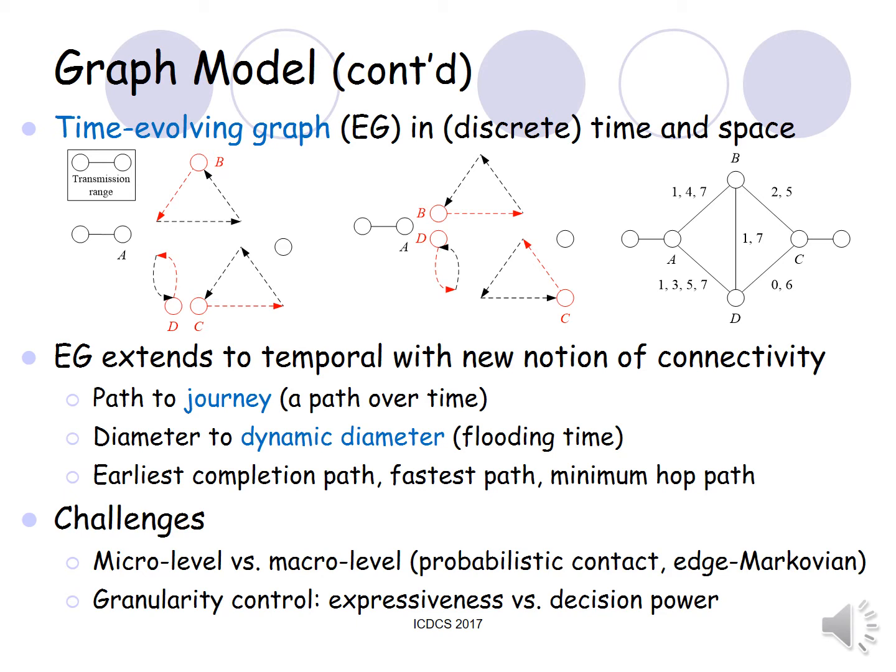There are several challenges. One is the granularity. So we can represent time at a micro level, which shows the detail as in the time evolving graph, or the macro level, which represents a high level, for example, probabilistic contact, edge Markovian models.